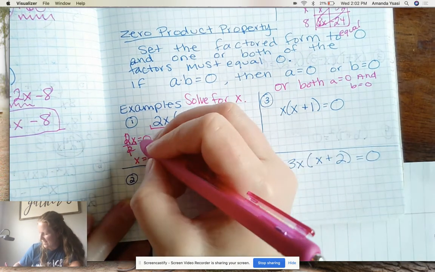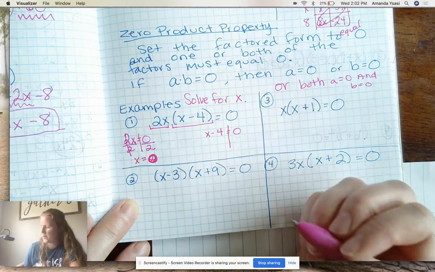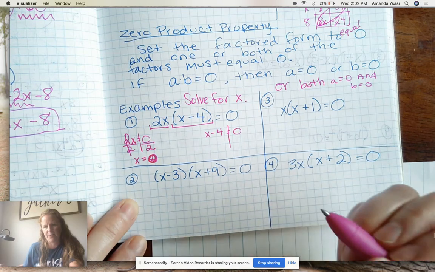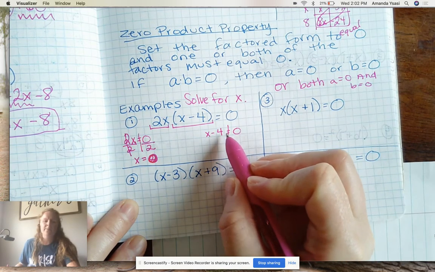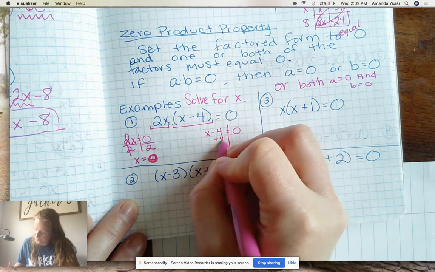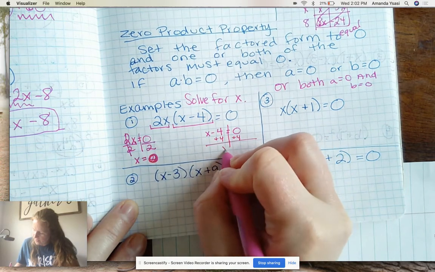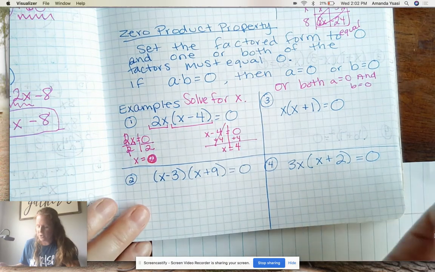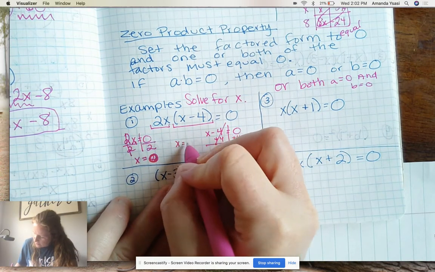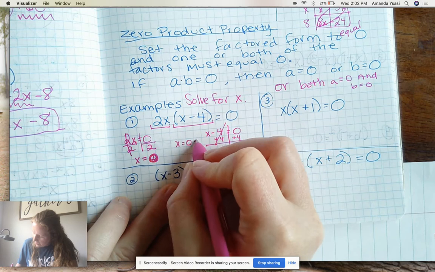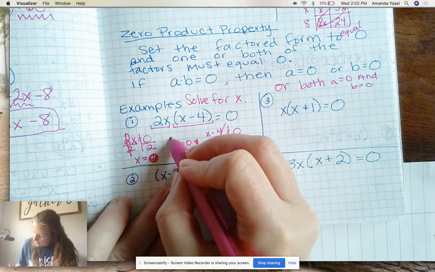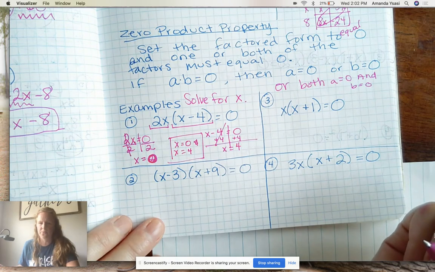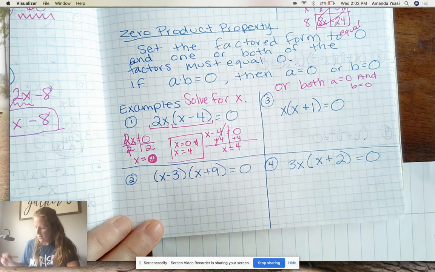All right. The next thing is x minus 4 equals 0. So remember, I draw a line down the equal sign to keep them separated. We are going to do the opposite of minus 4 and do plus 4. So x equals 4. So our solution is x equals 0 and x equals 4. Okay, let's look at the next one.